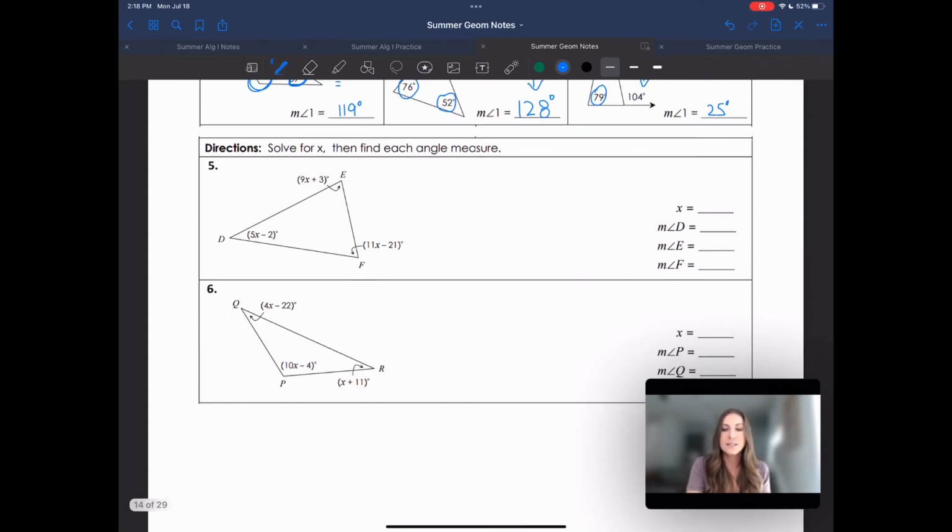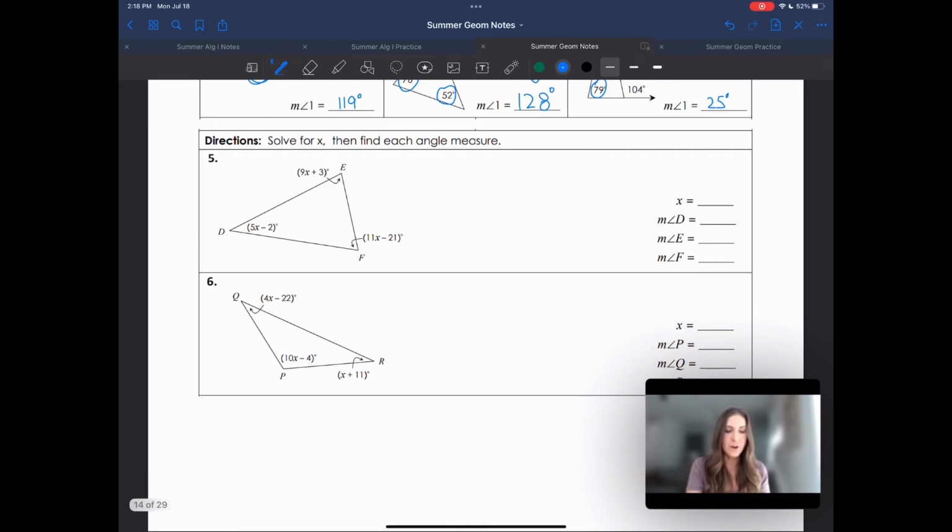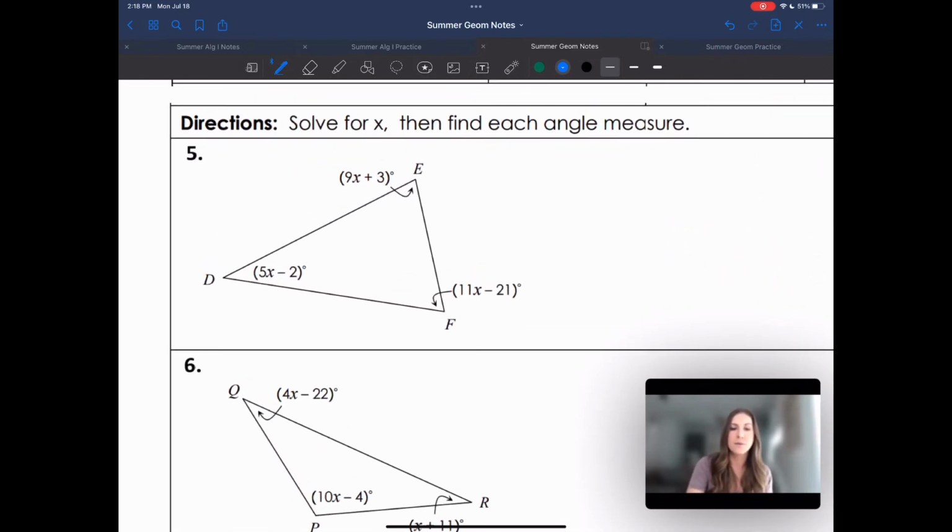All right, you ready for the bonus round? If you're not, go to the practice sheet. If you're ready, if you think you can handle the bonus, let's do it. It's not that bad. I think you can handle it. 5 and 6 are very similar, so if you want to go through 5 and then try 6 on your own, I highly recommend it. All right, let's dive in.